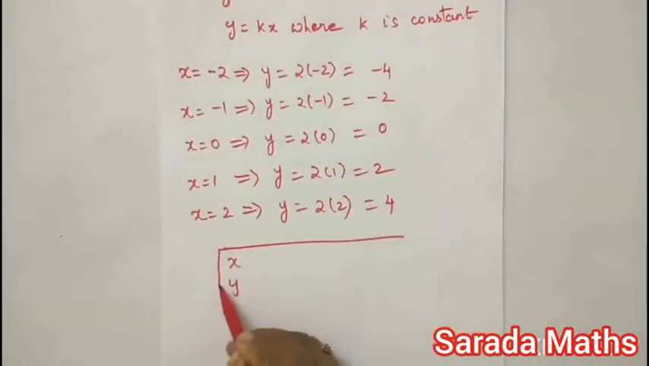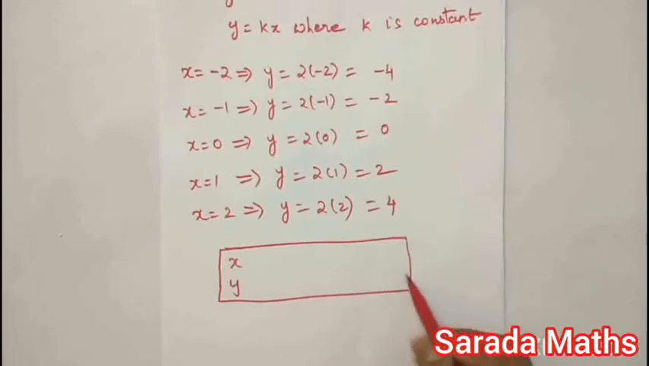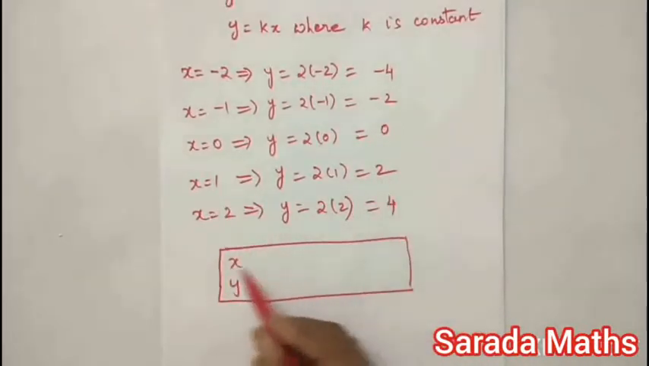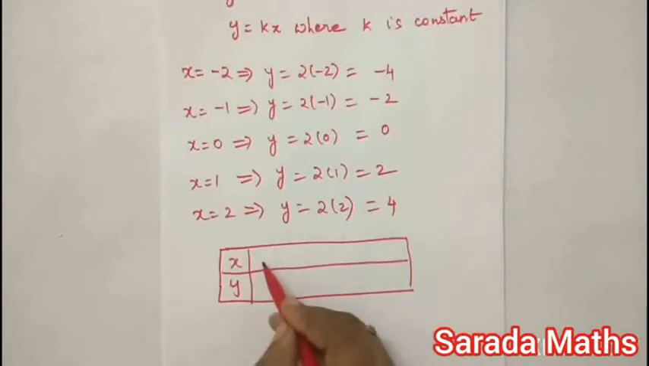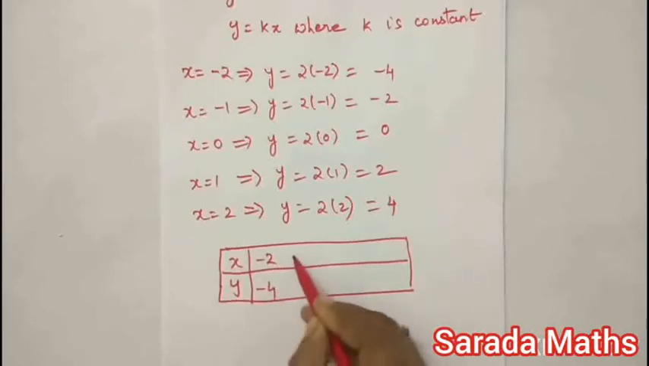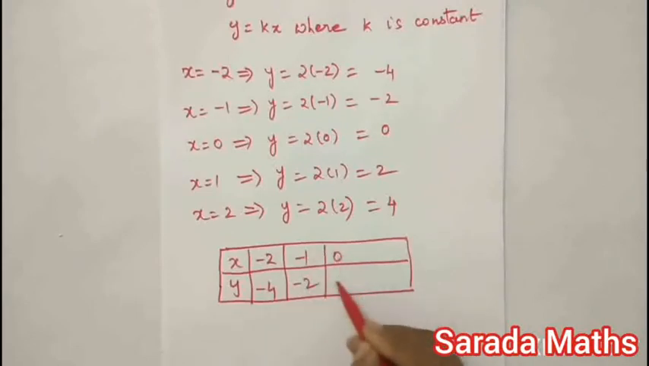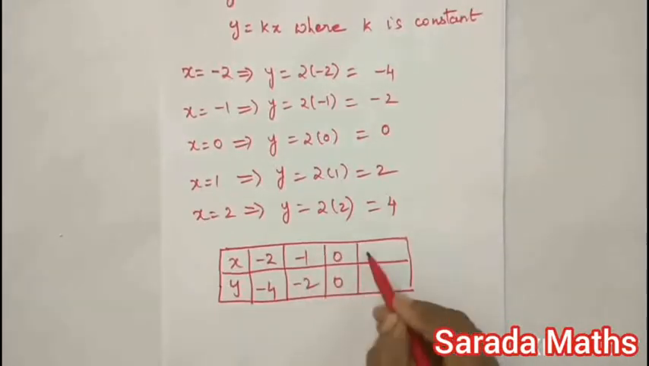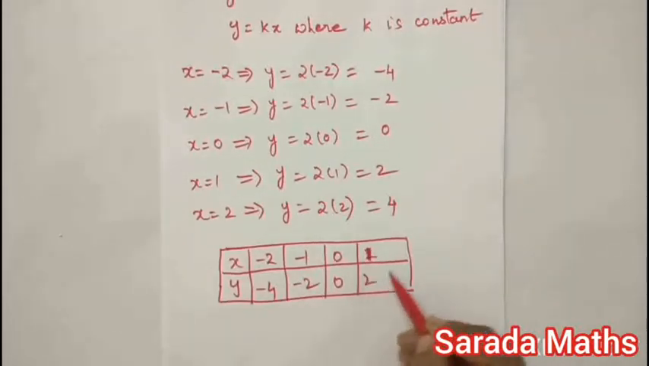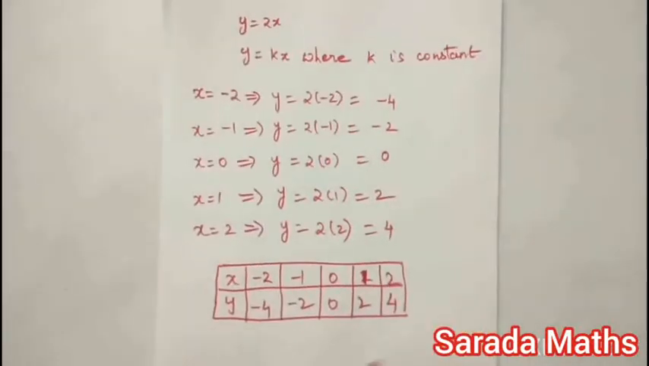X-axis, y-axis. These are nothing but the coordinates of x and y. The solutions are nothing but the coordinates of x and y. So at x is equal to minus 2, we got minus 4. At x is equal to minus 1, we got minus 2. At x is equal to 0, we got 0. At x is equal to 1, we got 2. At x is equal to 2, we got y is equal to 4.